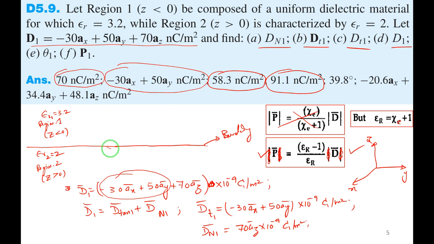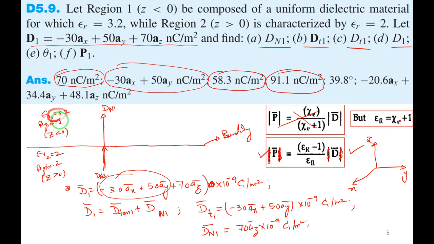You can observe here, this is region 2. In region 2 we have dn2, and in region 1 dn1. So dn1 equal to dn2, they are continuous. Normal components of the electric flux density are continuous. But let me take the resultant.